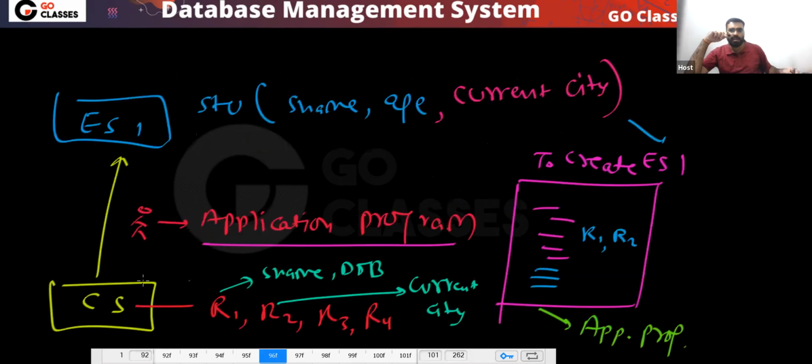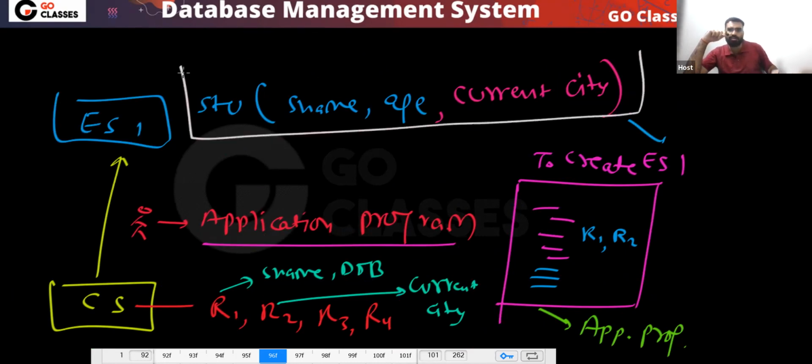Very simple point. In your conceptual schema you have R1, R2, R3, R4. This data is actually stored in these tables. In R1 you have name and date of birth. In table R2 you have current city. But what is the user wanting? This is what the user wants.